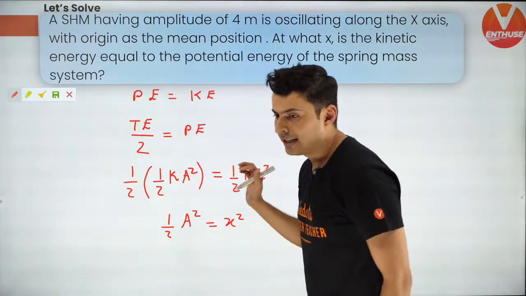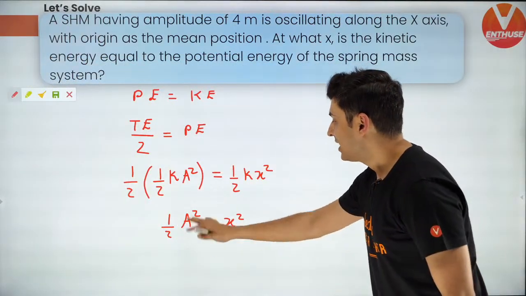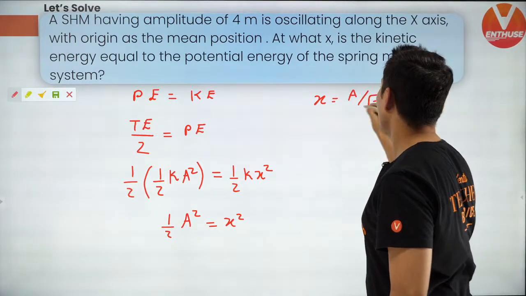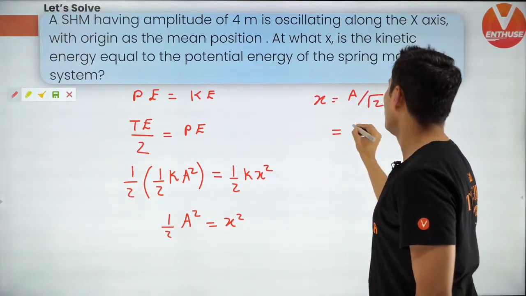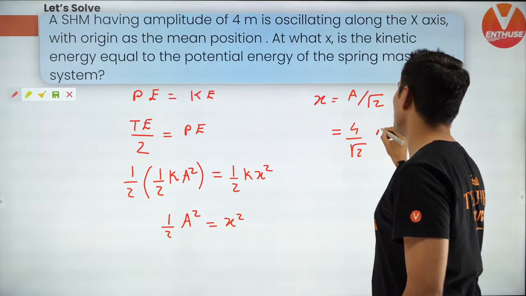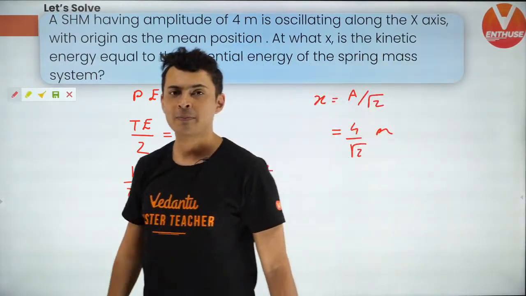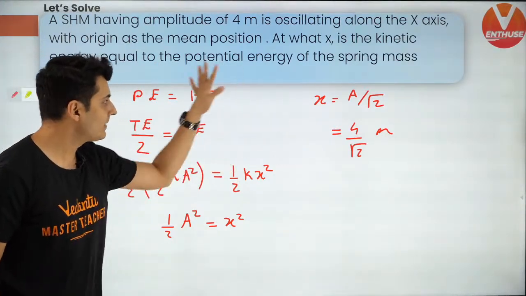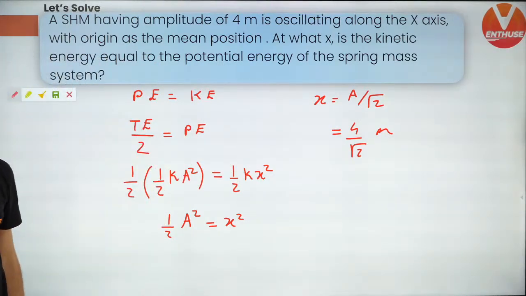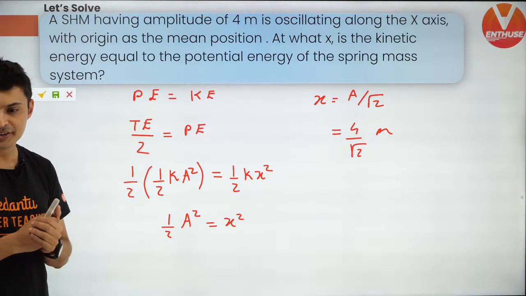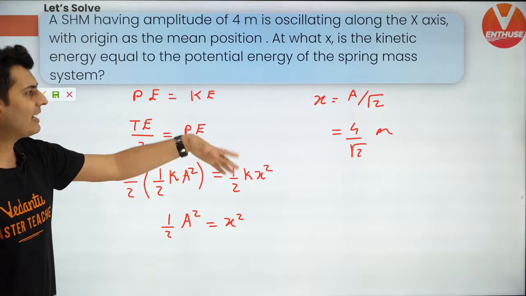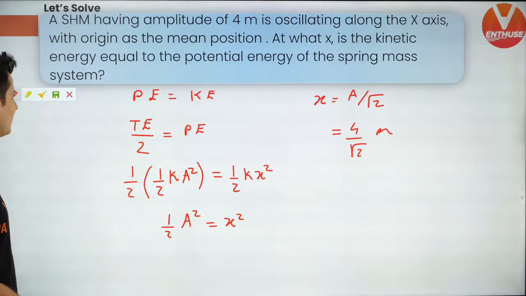Excellent. Now, just think about it. X will be equal to A by root 2. And what is amplitude? Amplitude is 4. So it will be 4 by root 2 meters. That's it. That's the answer. Very simple way. There are many more ways, complicated ways to solve the question, but this is the easiest way, I suppose. Yes. I hope this is clear. Correct. You can rationalize it if you want to. Yes, you can do that. Up to you. Okay, great.